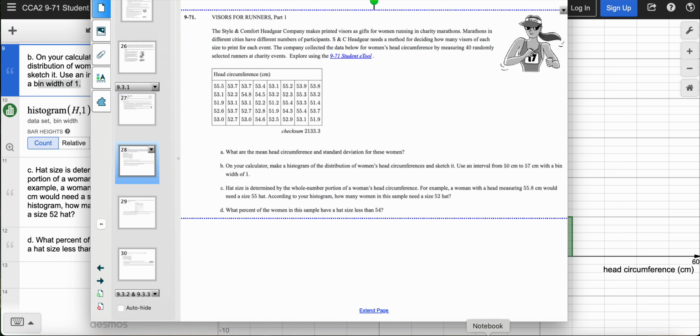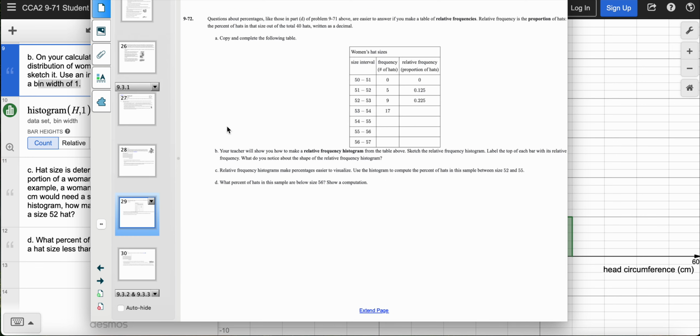Now, a second option for you when you're dealing with these data sets is to create this relative frequency table. It makes your life a little bit easier because it helps you to recognize where the patterns lie.